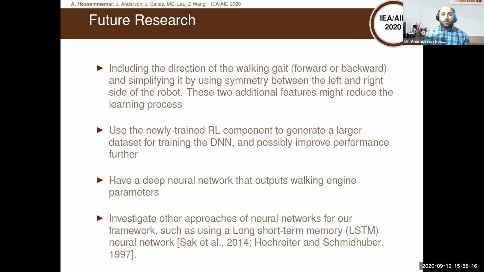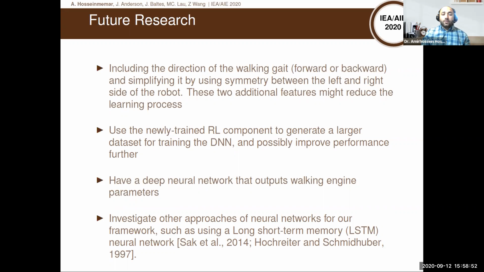Some of the future research that we could have in here, including the direction of the walking gait, forward and backward, and simplify it by using symmetry between the left and right side of the robot. These two additional features might reduce the learning process, use the newly trained RL component to generate a larger data set for training the deep neural network, and possibly improve performance further.